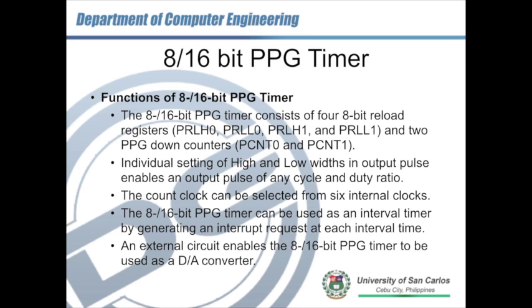So if you want to use the PPG timer as an interval timer, we could do it by enabling the interrupts, so that at each interval there is an interrupt request. So we can then calculate the time of each interval, and then we could use that for any application. An external circuit also enables the 8-bit, 16-bit PPG timer to be used as a digital to analog converter.